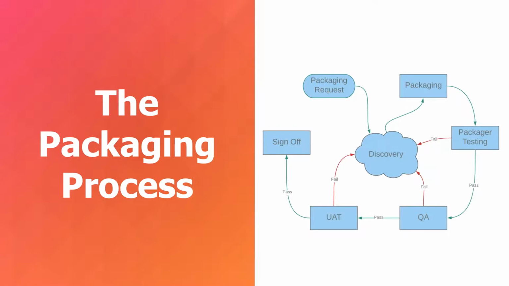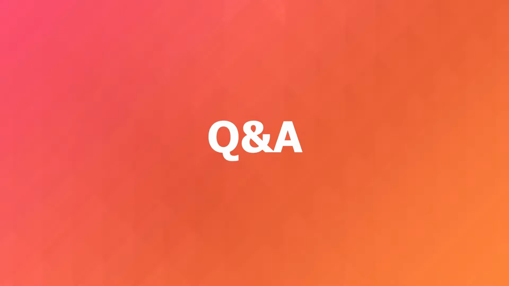If at any point during any of that process something doesn't work, it gets passed back to the discovery phase, because you need to find out how to fix that application. Once you've found out how to fix it, you go back to packaging and apply the fix, and then you test it again, QA it again, and then the end user tests it, and it gets signed off again.